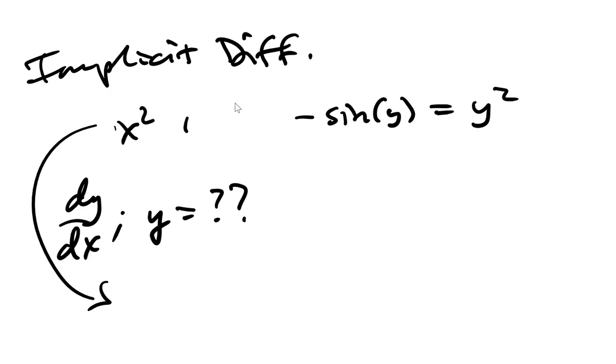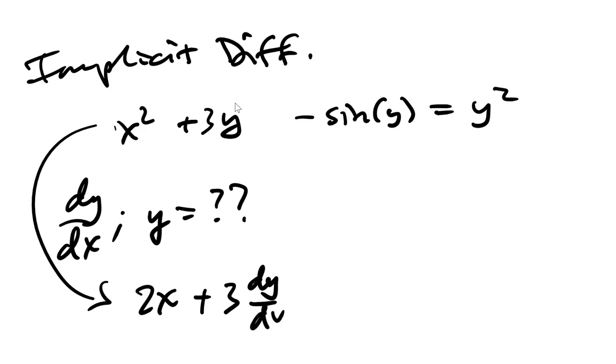Let me do this, x squared plus y. There we go. That'll be a little easier to work with. So 2x and then plus, make this a 3y, and then 3 dy dx. Everywhere you see a y, you're going to put a dy dx. I don't like saying it like that.